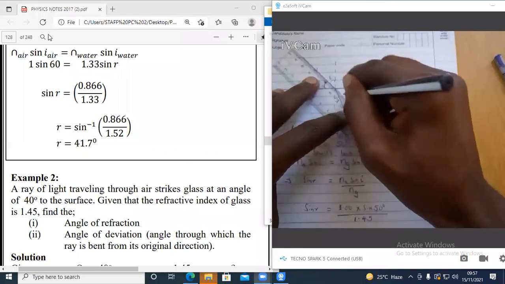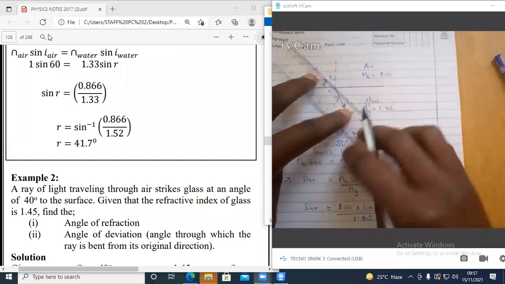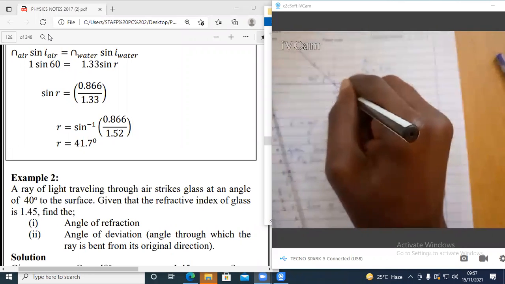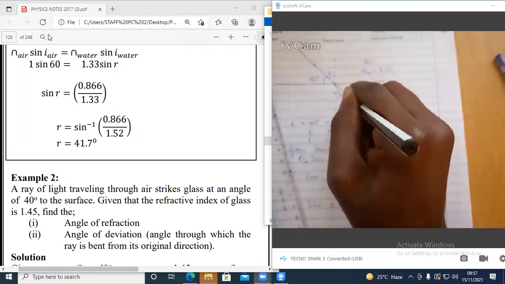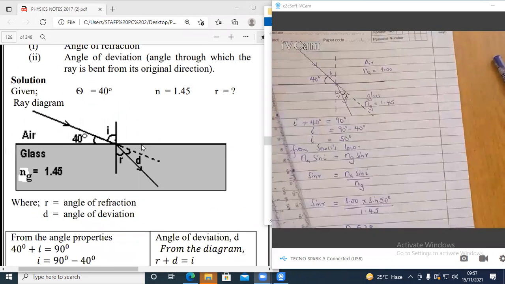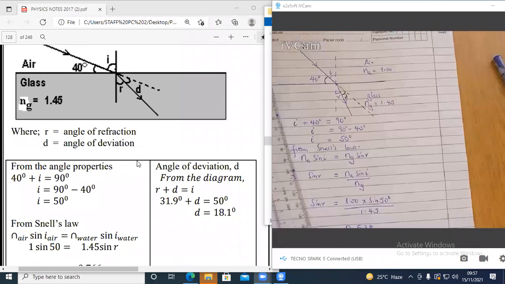So this one here, this is what we now call the angle of deviation. So that will first form the angle of deviation, as you can see from our diagram there. For us to find the angle of deviation, what do we need?